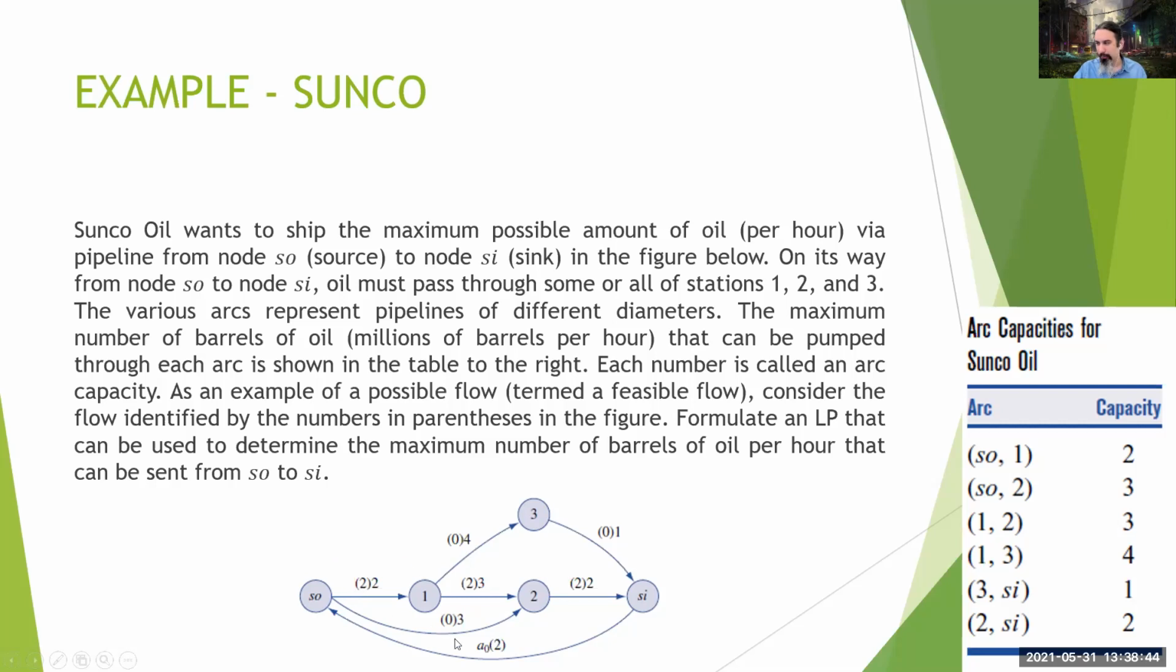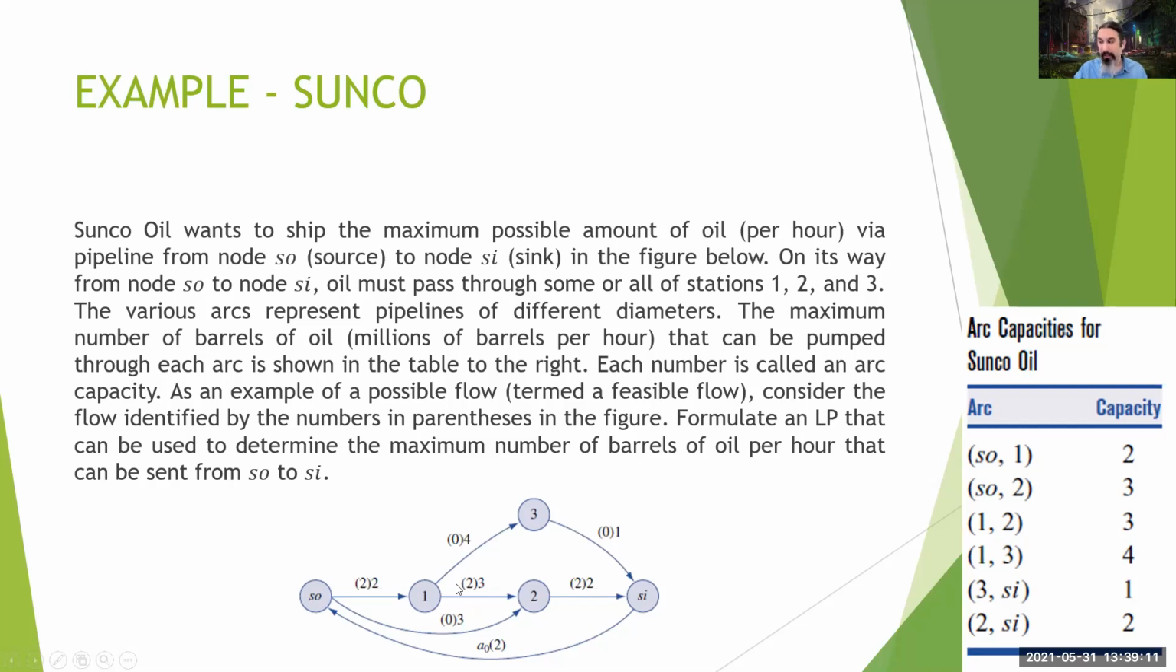This says 2, 0, 2, 0, 2, 0. And from sink to SO, there's a feedback over here. We will talk about it later on. But this says that I'm sending from source to point 1, 2 units. And from point 1 to point 2, 2 units as well, and 0 units to point 3, and from point 2 to SI, the sink, 2 units. Okay, this is a possible route.